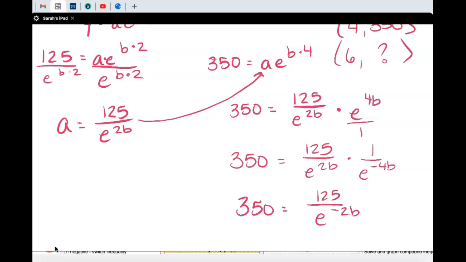Where would you like to go from here? Multiply by what's in the denominator.